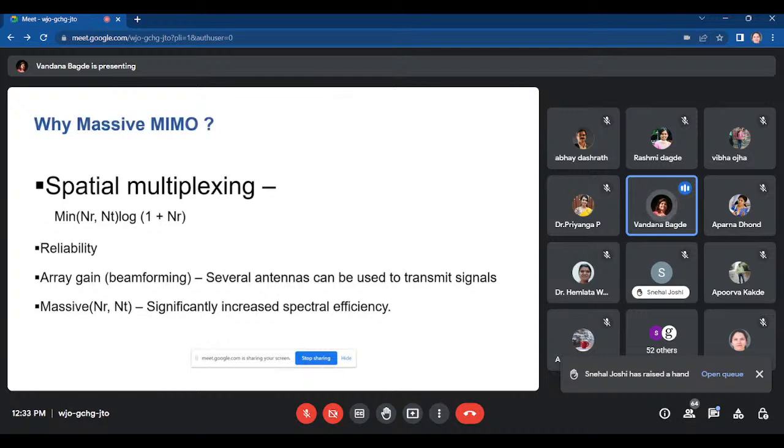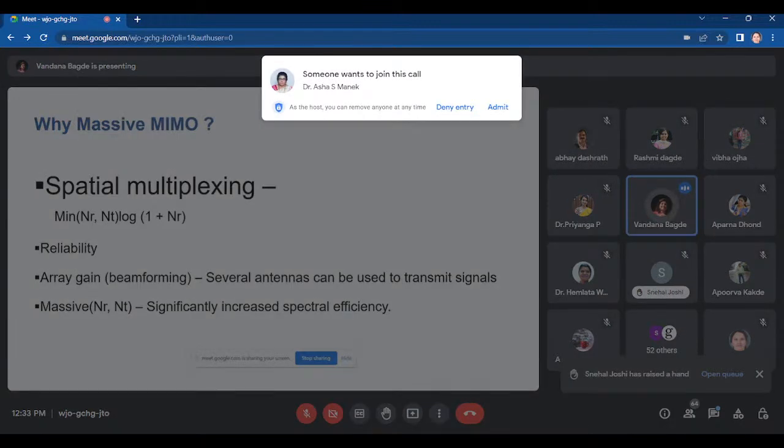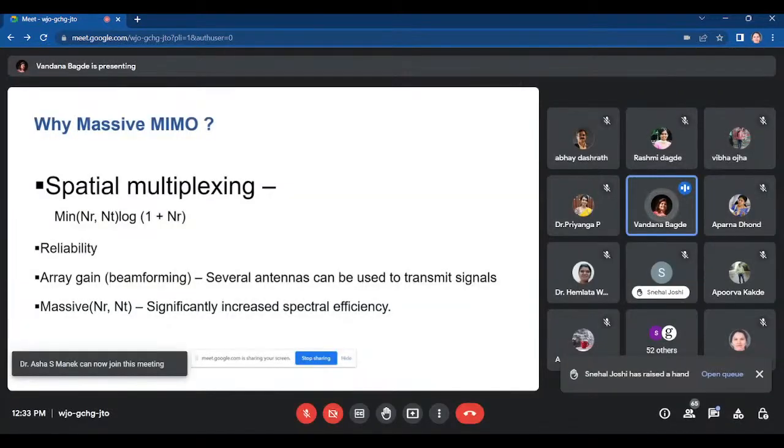So here NR is the number of receive antennas and NT is the number of transmit antennas. And as I told you, the signal is represented as a logarithmic function, therefore a log scale is taken, and this logarithmic function is plotted against the signal to noise ratio. One more parameter is array gain. Whenever we deploy a number of antennas, it is regarded as an array of antennas. Several antennas are used to transmit the signal, and this several antennas in the form of NR by NT will significantly increase the spectral efficiency.